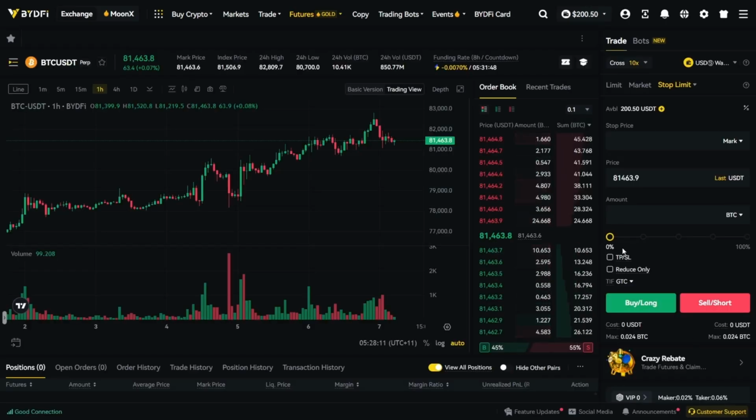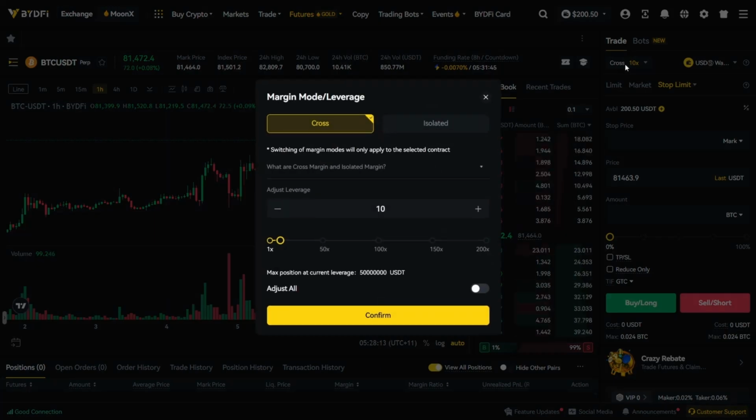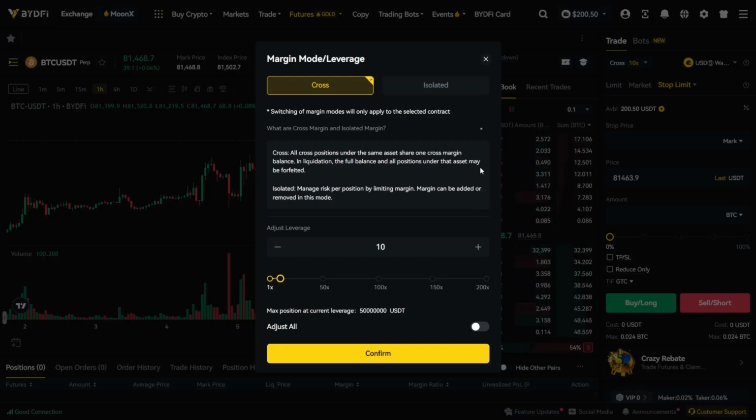Next, we are going to talk about margin mode and leverage. With isolated margin, each trade has its own set amount of funds. So if the trade goes against you, you only lose what you put into that specific position, not your whole account. With cross margin, your entire USDTM account balance is shared across your trades. This means your position can use more funds to avoid liquidation, but it also puts your full account at risk if the trade goes badly.